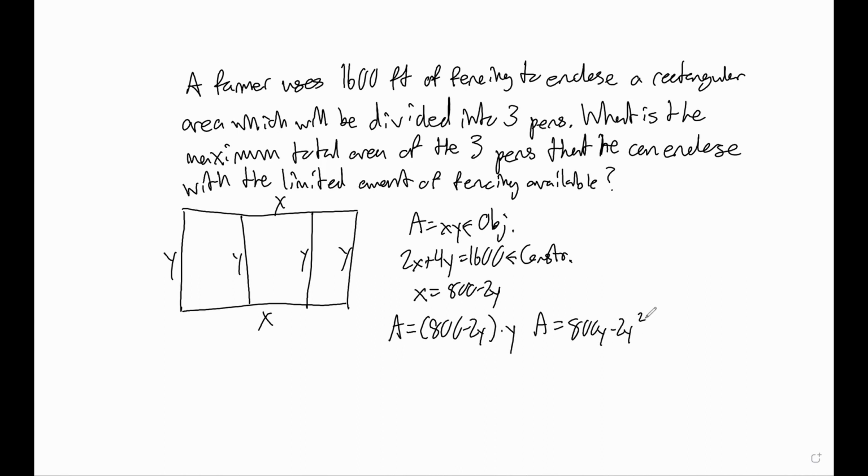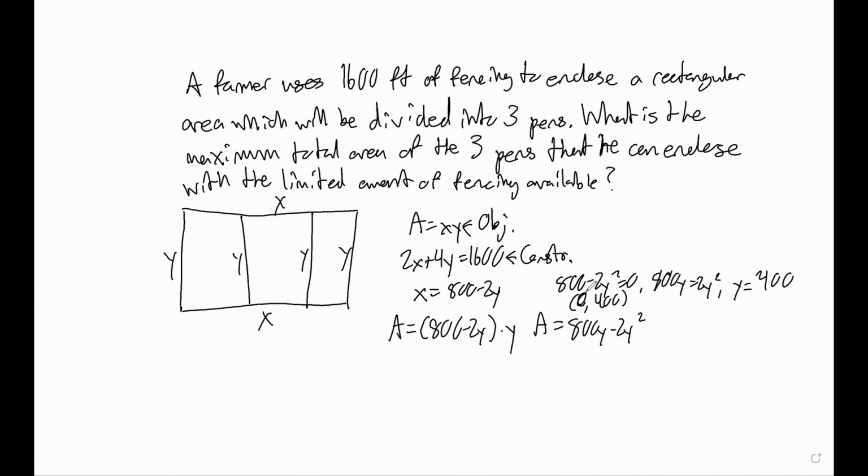Now we have to try to find the interval. So we can set this equal to 0. And once we do that, we get 800y is equal to 2y squared. And so y is equal to 400. So this shows our interval is from 0 to 400 because first of all, it cannot go below 0. And if it goes above 400, that's also going to be a negative number.